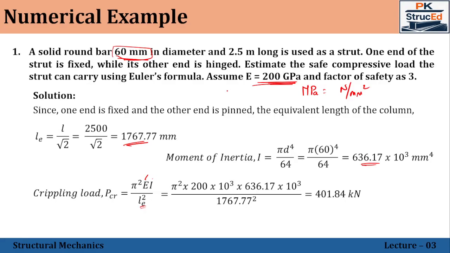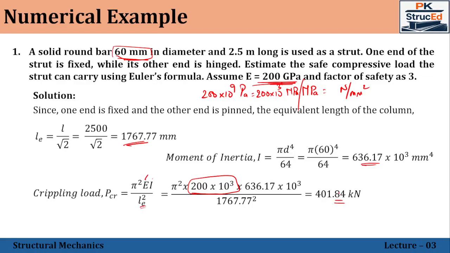So here giga has been given, that is 200 into 10 power 9 pascal. This can be written as 200 into 10 power 3 megapascal. I'm sorry, it should be 3 only, 10 power 3 megapascal. So that is what has been written here. It will be 200 into 10 power 3. Right. So 200 into 10 power 3 will give the value in terms of megapascal. And I is 636.17 into 10 power 3 divided by the equivalent length, which is 1767.77 squared, which will give the value as 401.84 kilonewton.